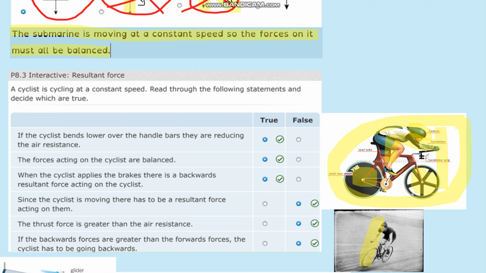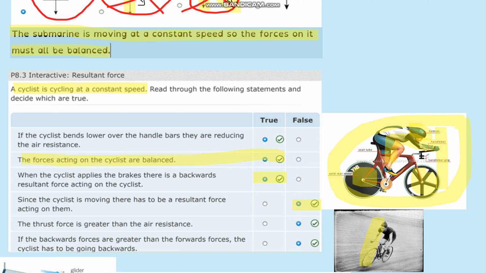The forces acting on the cyclist are balanced. That one must be true because, as it says at the top, a cyclist is cycling at a constant speed. When the cyclist applies the brakes, there is a backwards resultant force acting on the cyclist. That one is true, so the effect of that will be to slow them down. Since the cyclist is moving, there has to be a resultant force acting on them. That one is false, because as we've already seen, anything can be moving at a constant speed even if the resultant force on it is 0.